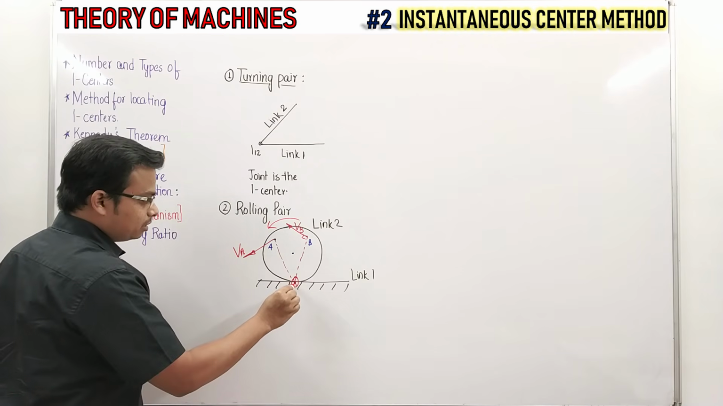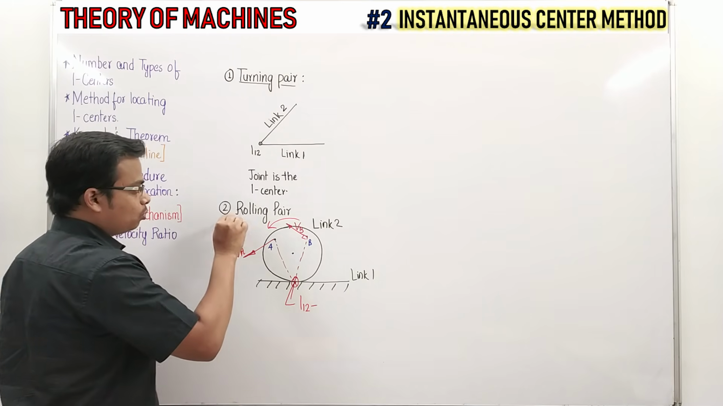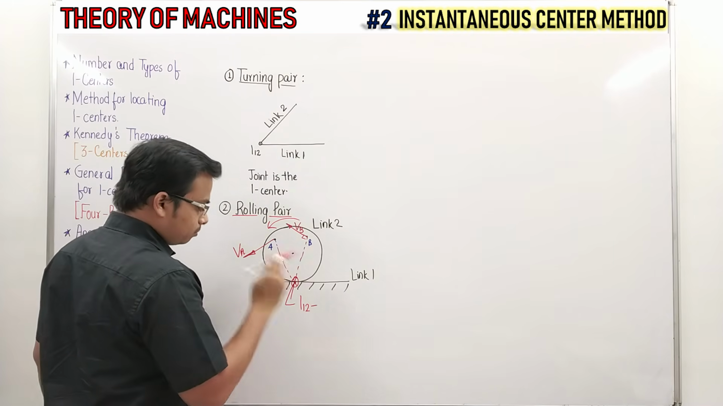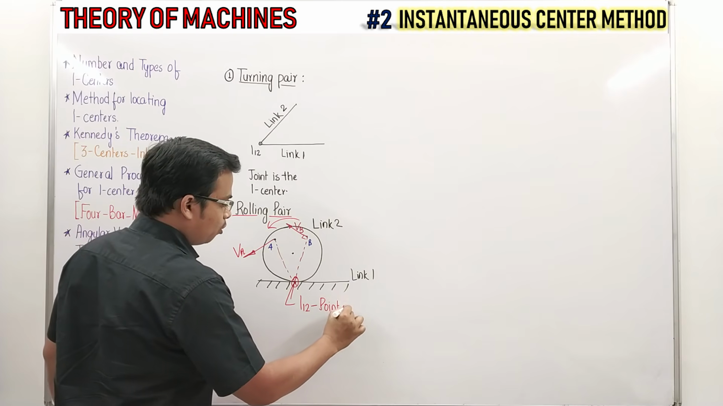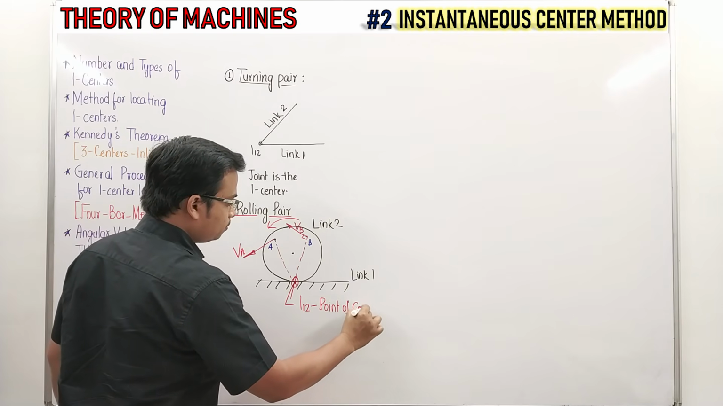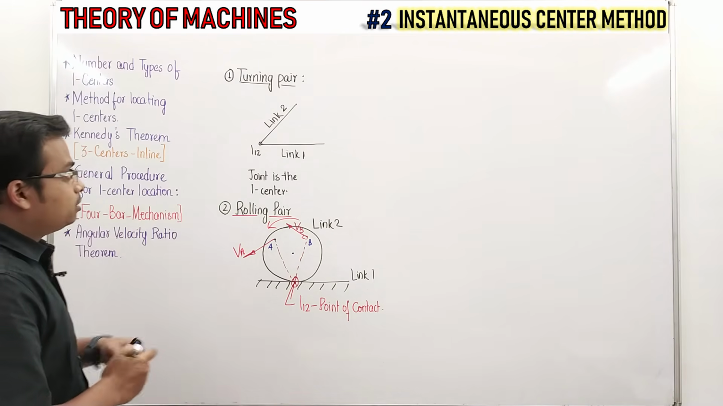Okay, and this is the I center, I12, and in case of a rolling pair, the I center is right at the point of contact. Okay, it's as easy. So these two have been covered.